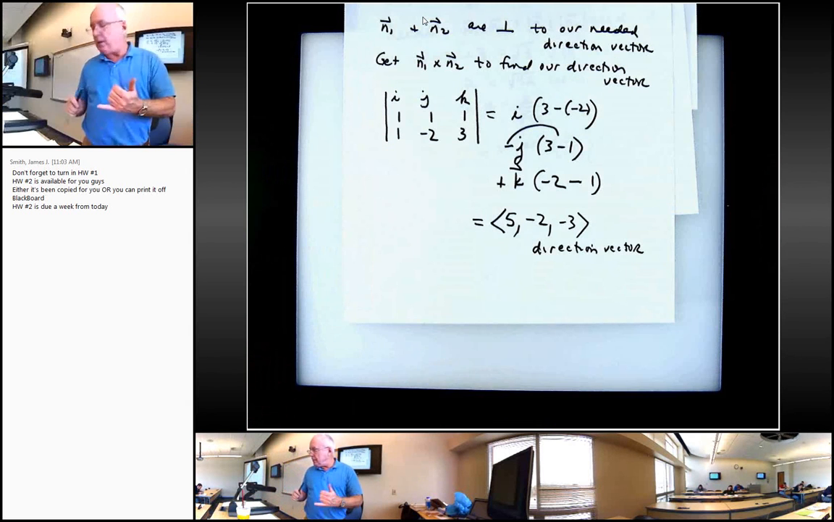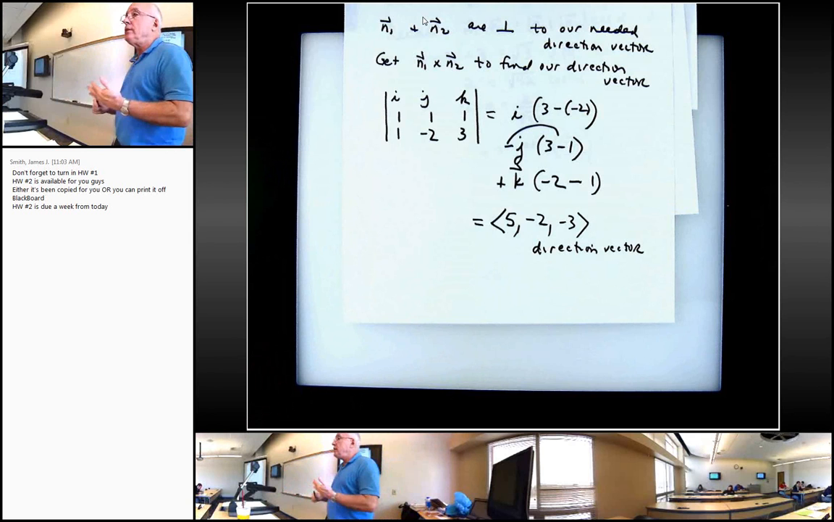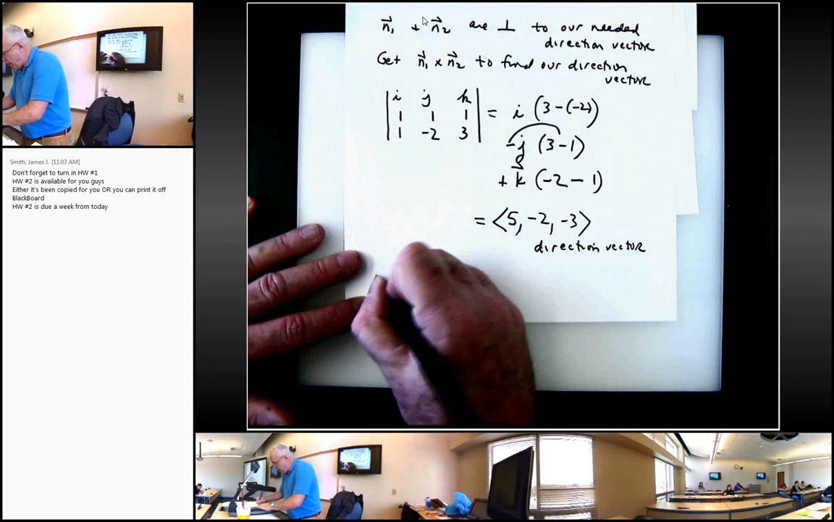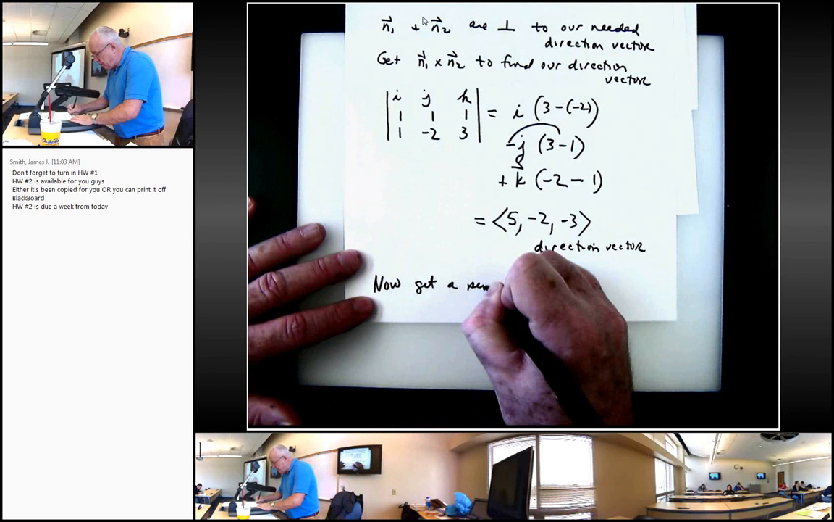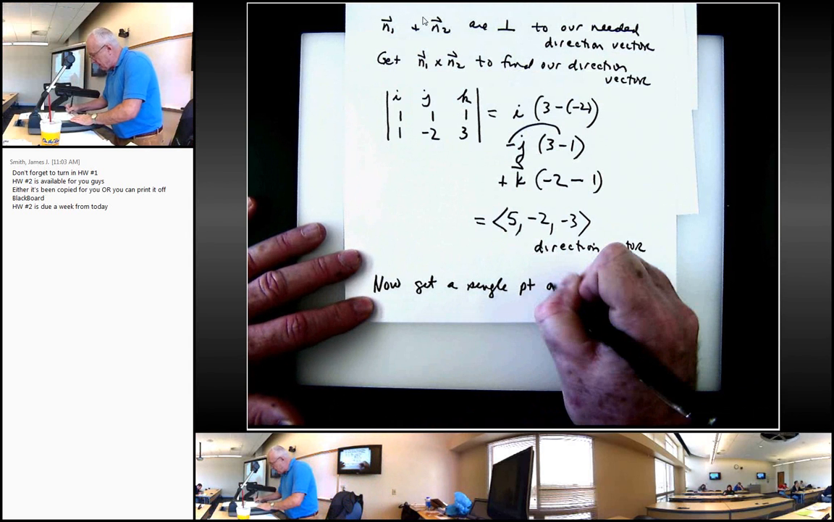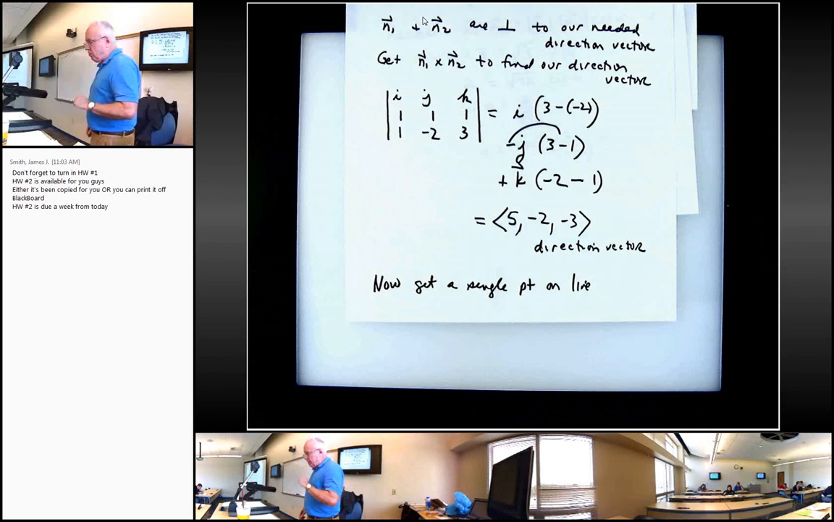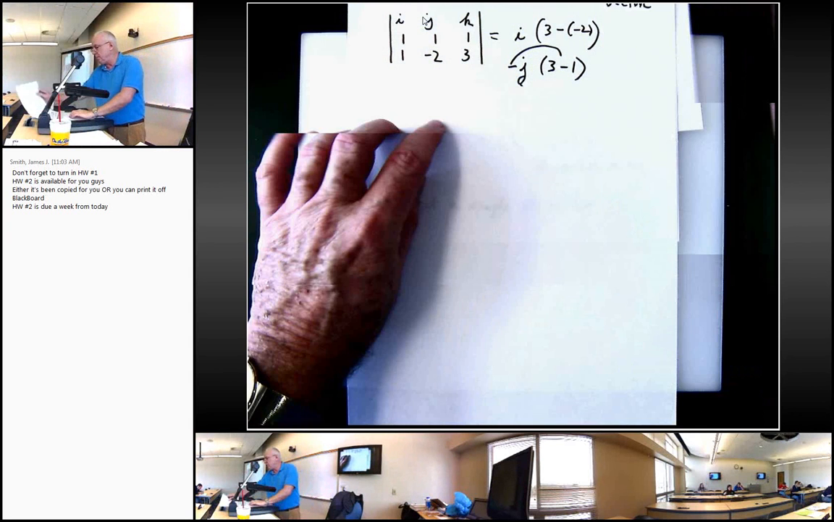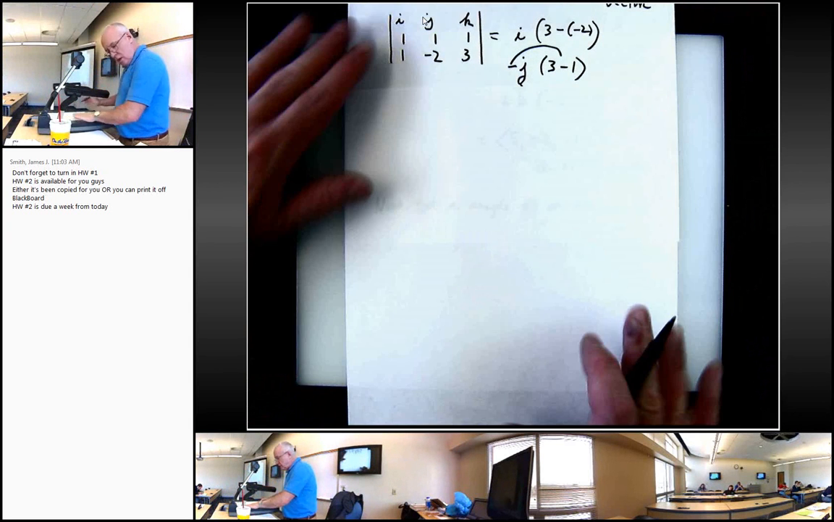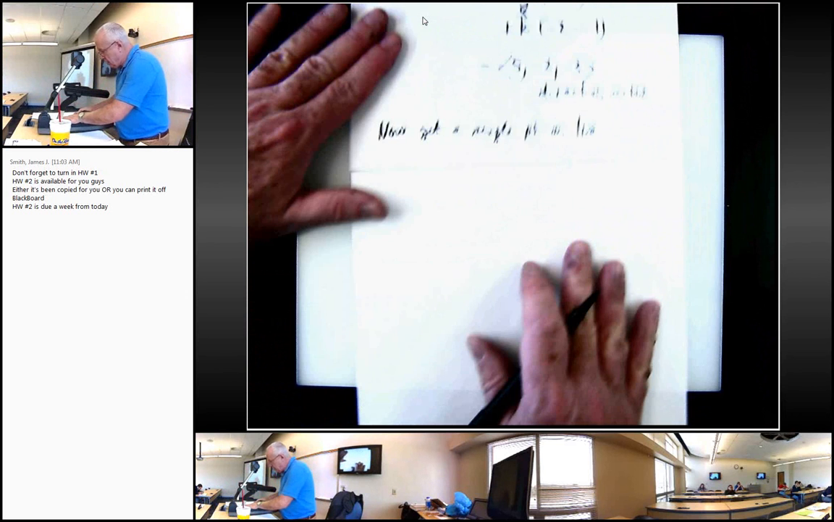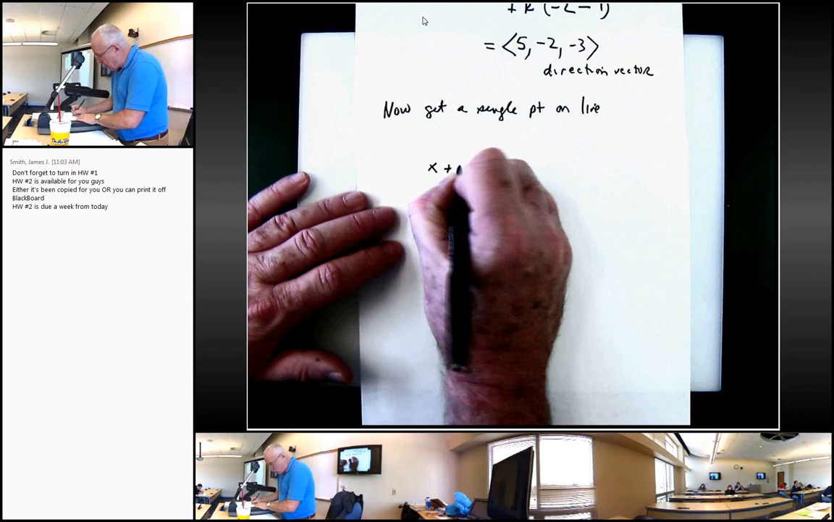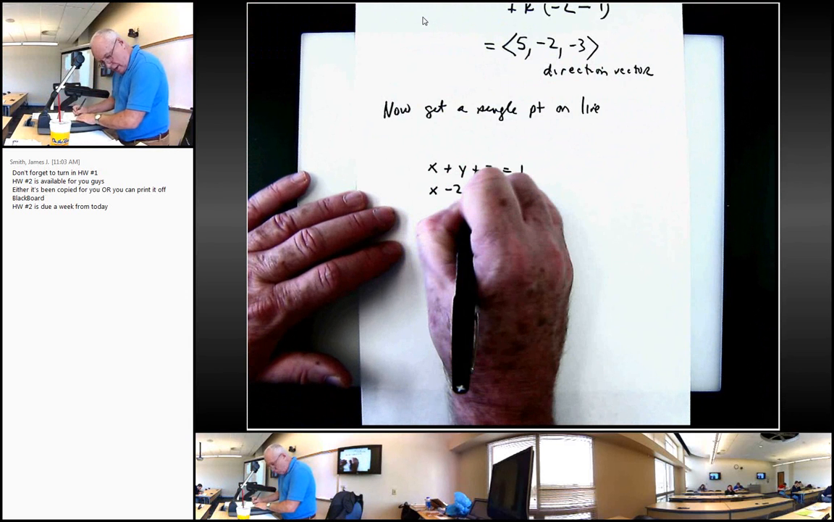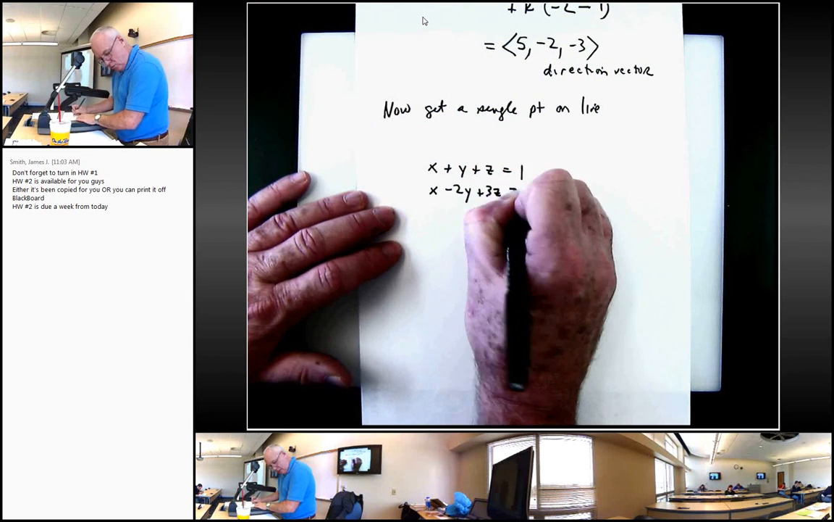Okay, so what do we need? We have the direction vector, but we also need a single point on the line. Now get a single point on the line. Well, let's see here now. Any ideas? Let me rewrite here these two planes that are intersecting. They are x plus y plus z equals 1, x minus 2y plus 3z equals 1.